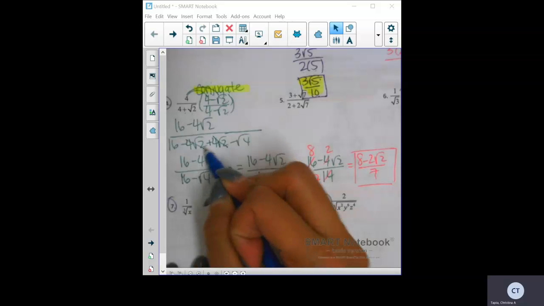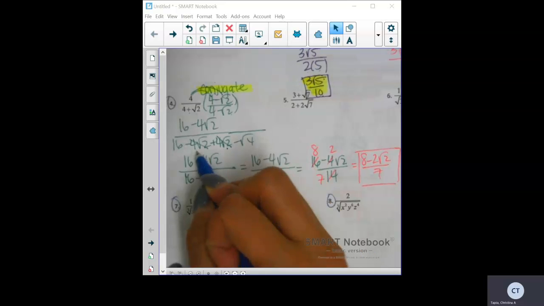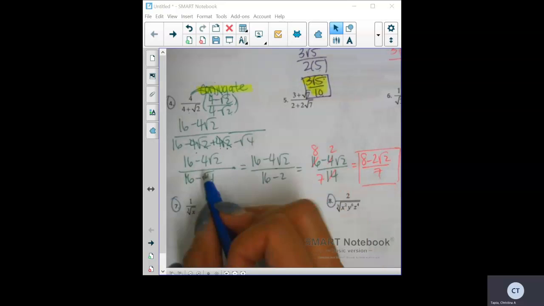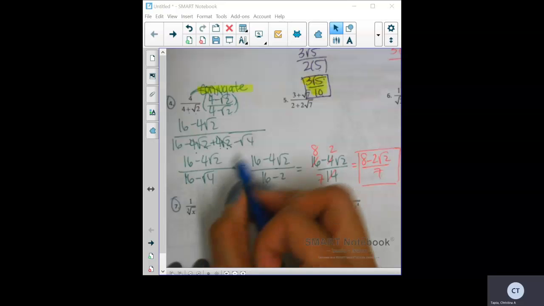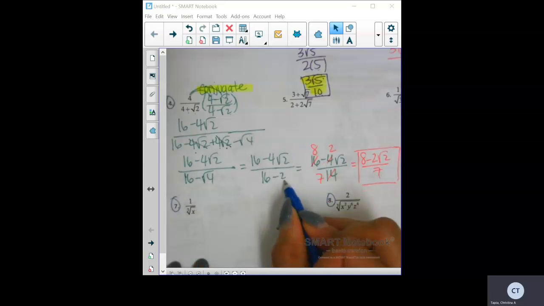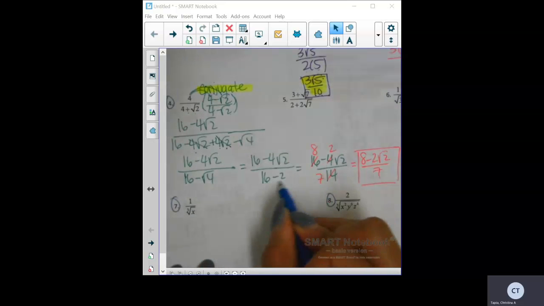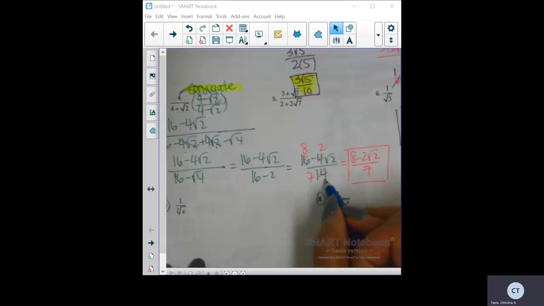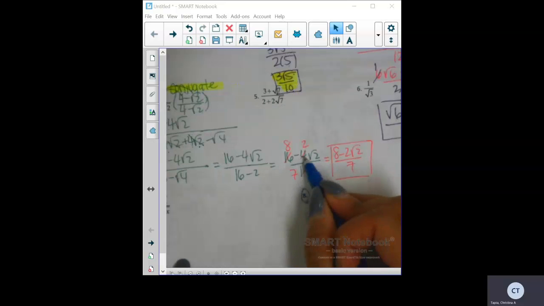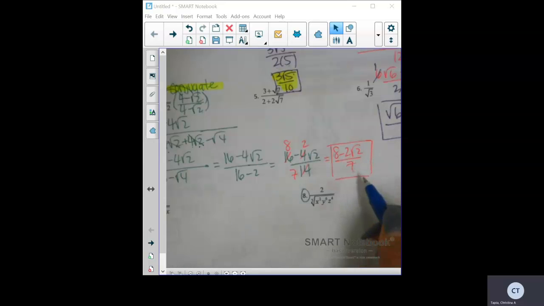We have 4 square root 2 and 4 square root 2. These cancel because they're both square root 2, one's negative, one's positive, so we can cancel those. I rewrote it, so we have 16 minus the square root of 4. Square root of 4 is just 2. From here, I'm just going to subtract these two numbers to make it 14. All of these three numbers are each divisible by 2, so I divided each of these by 2 to give me this pink answer.